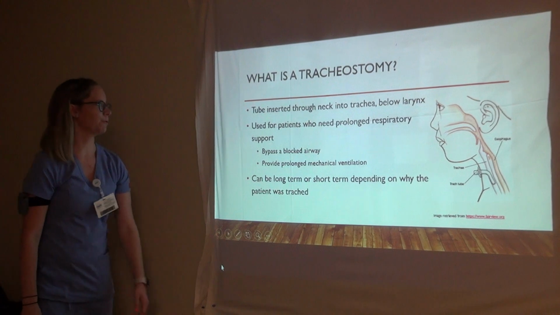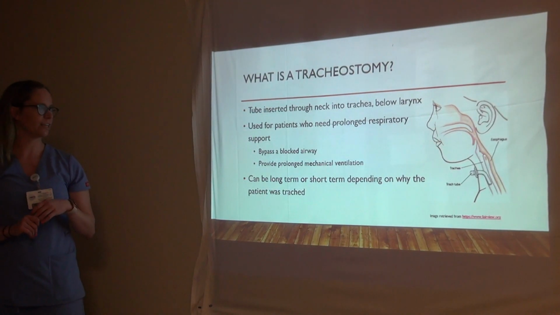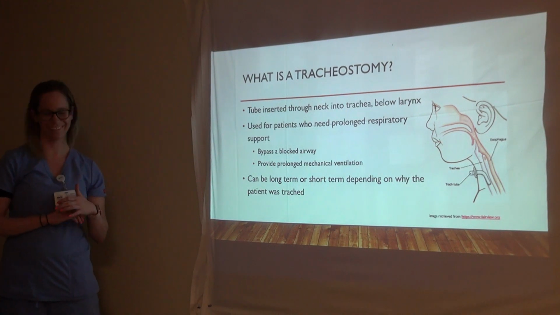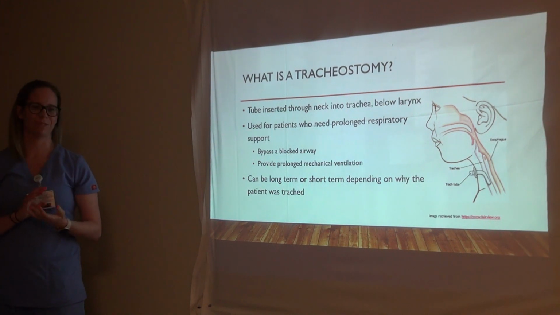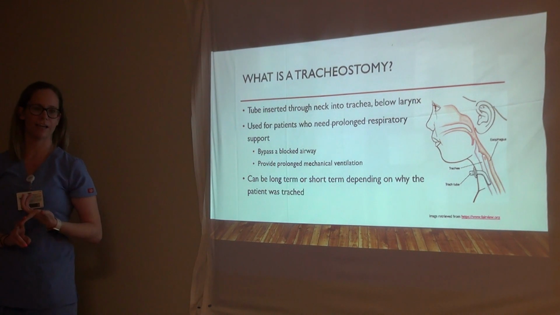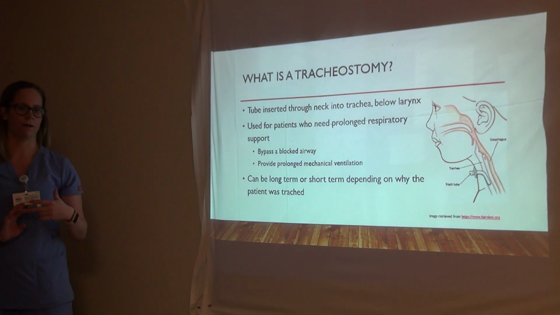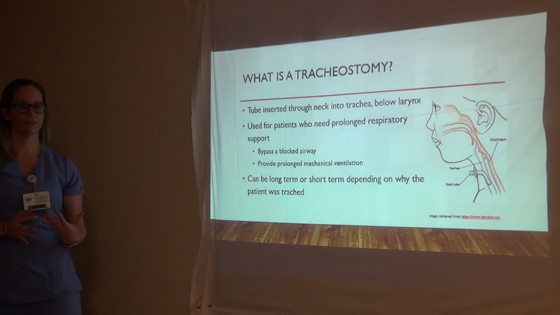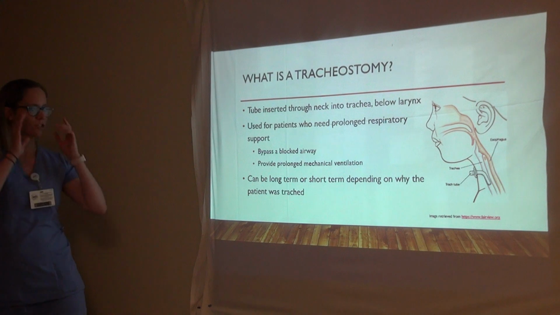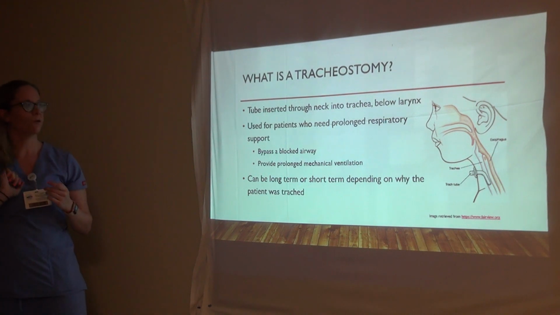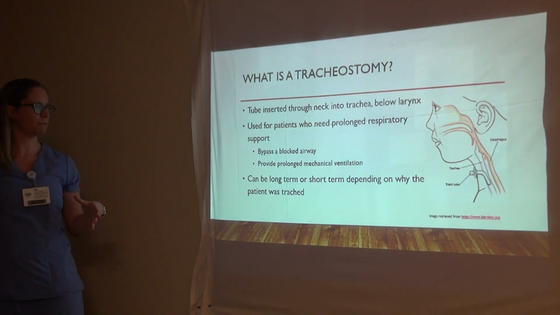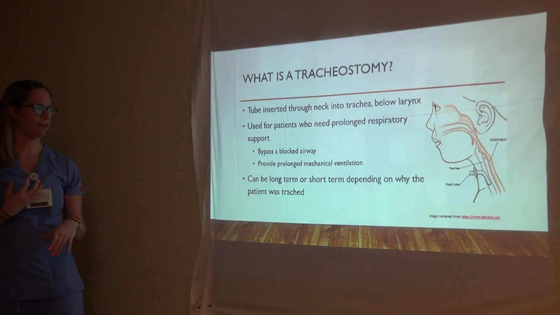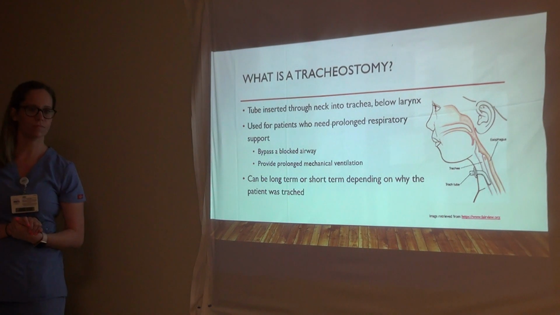So what is a tracheostomy, why we're here? It's a tube inserted into the neck through the trachea, below the larynx, and it's used for patients who need prolonged respiratory support. This could be to bypass a blocked airway or to provide prolonged mechanical ventilation. Reasons for this could be CNS or neuromuscular disorders, any type of trauma or pulmonary disease. BPD is big in the little guys that get trached. And then any type of congenital abnormality of their upper airway.